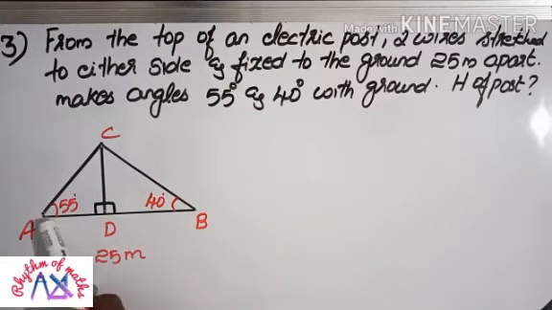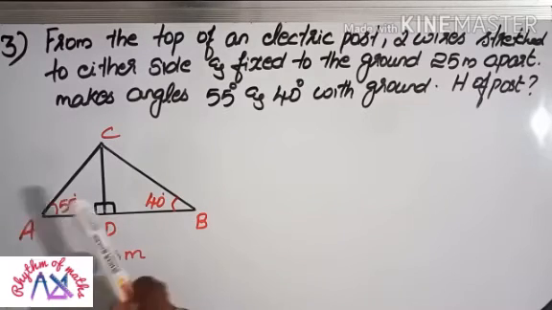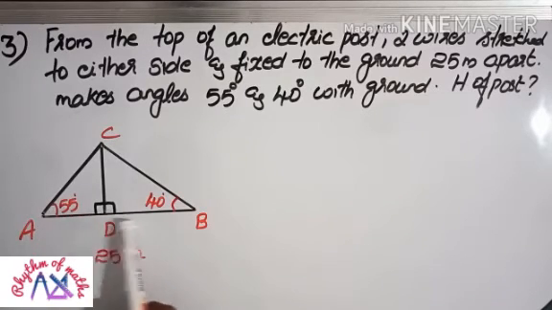We don't know AD, because total A to B is 25 given, but we can't say that this is 12.5 or this is 12.5, because distances are different. Angle different means these 2 measurements will also be different. The hypotenuse is also not given, that means the length of the wire is not given. So in order to solve this we have to consider 2 equations.